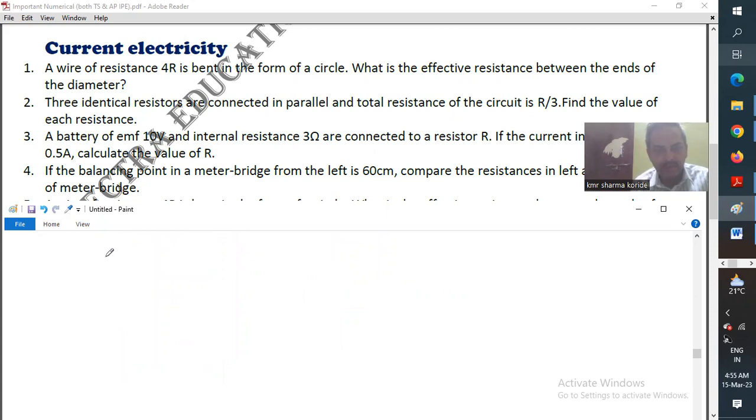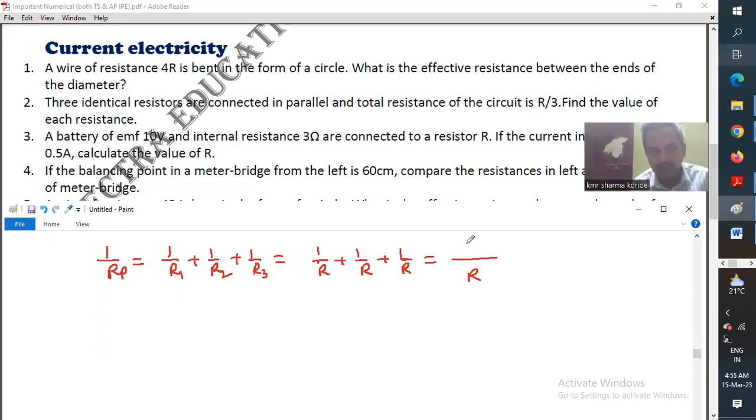So you can understand that once again 1 by RP is equal to 1 by R1 plus 1 by R2 plus 1 by R3, the basic formula. Then here they mentioned identical. So therefore altogether 1 by R plus 1 by R plus 1 by R. Identical means all resistors are equal. So therefore this is R, this is 3. So they mentioned RP as 1 by 3.